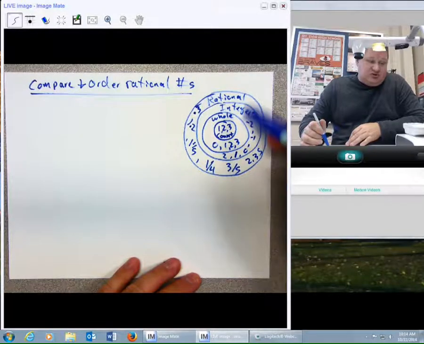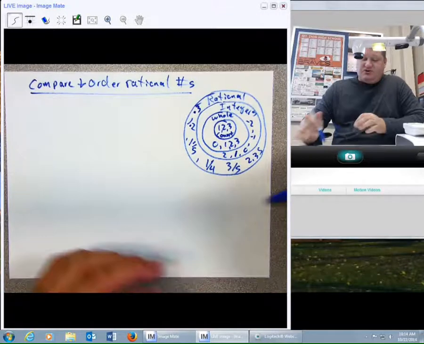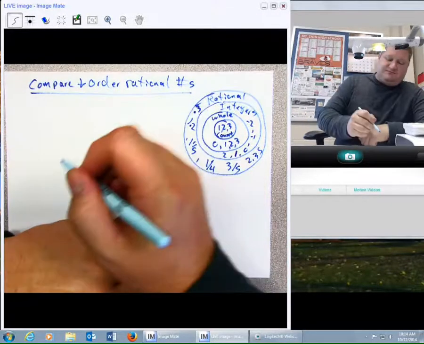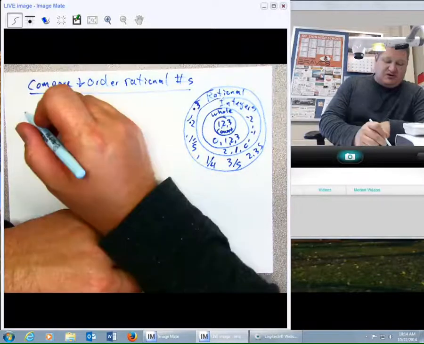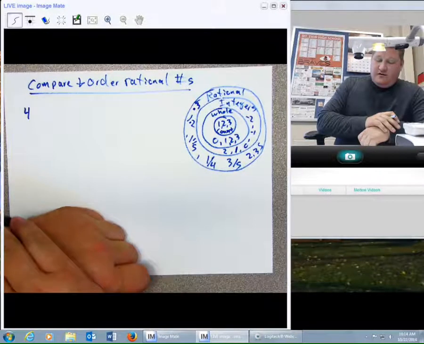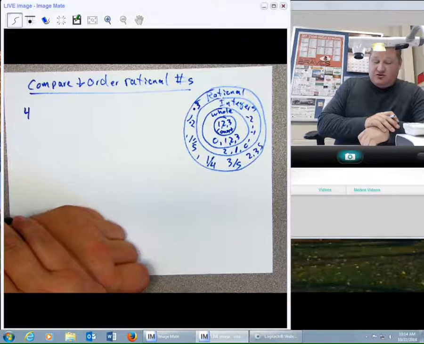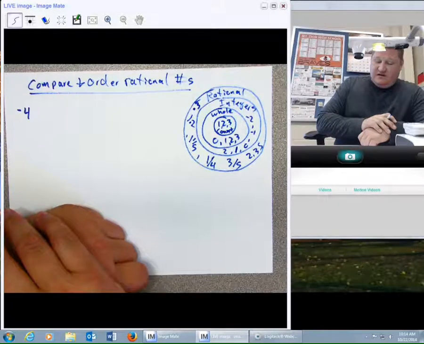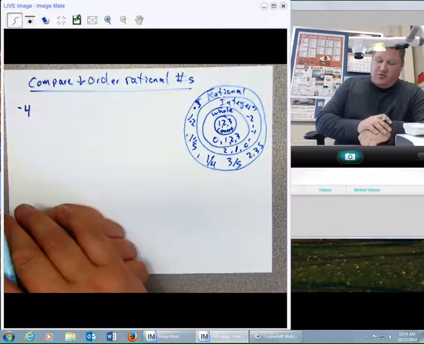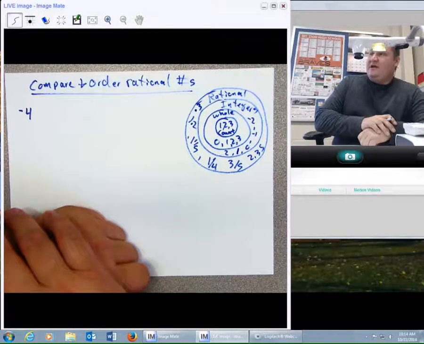But now we get out to this idea of rational numbers. Rational numbers are simply numbers that are created by division. So 4 is a counting number, a whole number, an integer, it's all those things. Negative 4 is not a counting number because it's negative. It's not a whole number because it's negative, but it is an integer.